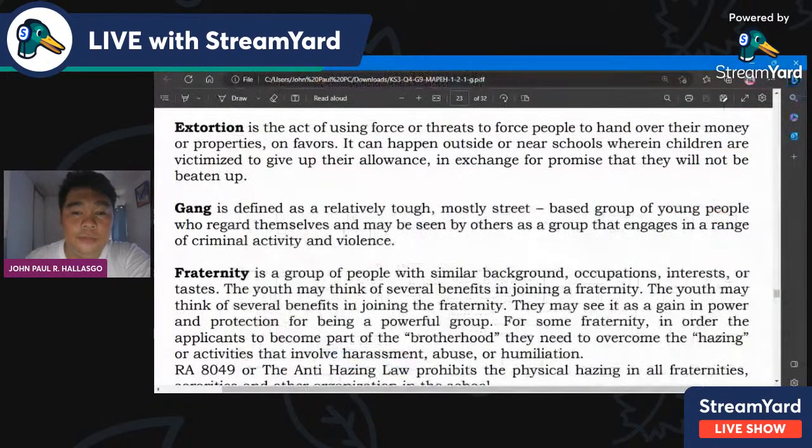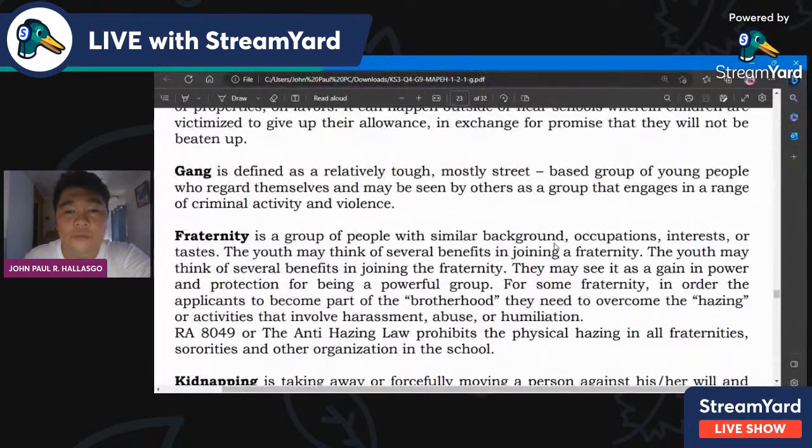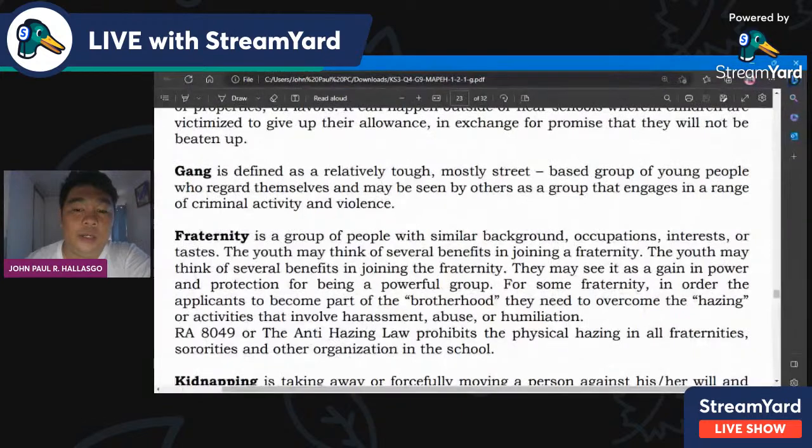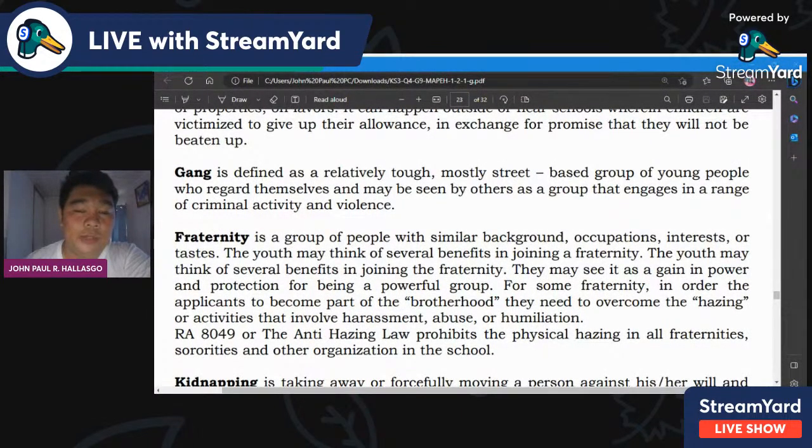Now, we have the gang. Gang is defined as a relatively tough, mostly street-based group of young people who regard themselves, and may be seen by others, as a group that engages in a range of criminal activity and violence. So how are we going to differentiate fraternities from gangs? A gang is normally formed out of similarities in fondness, they like each other, and at the same time they have similar hobbies and interests, and eventually they get along. Usually this happens when young people in a similar age bracket get along.